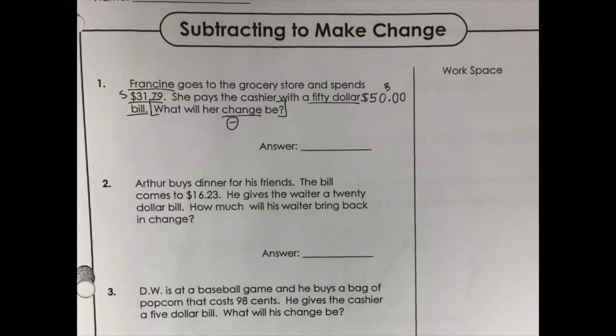$31.79 is our smaller number, and then our change will be our answer, our difference. So in the workspace off to the side, I'm going to neatly set up my problem. $50 minus $31.79, and I'm going to go ahead and subtract.